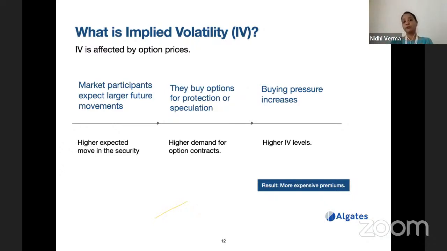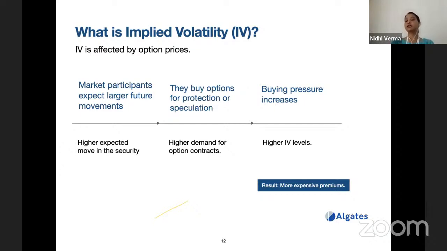So the open interest in those options with that particular stock as underlying will increase. There will be huge buying pressure. This huge buying pressure will create high demand for option contracts with that underlying stock, and then the IV levels of those options will increase. In that option chain, you will see that IV levels are increasing for all options for that underlying stock.